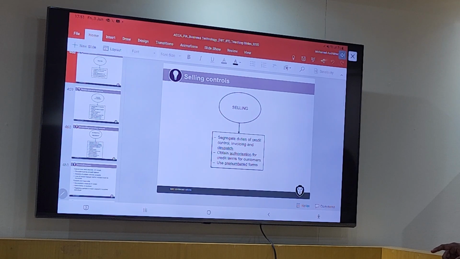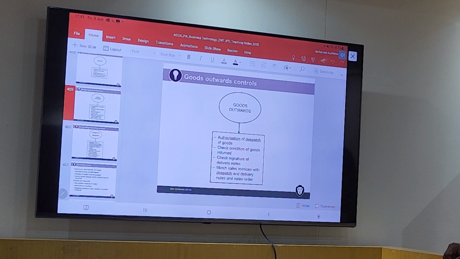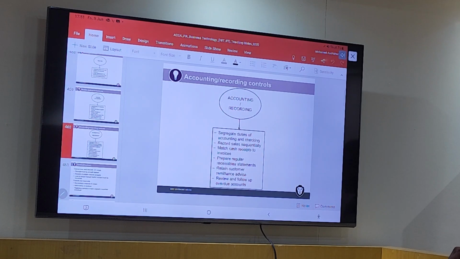Use pre-numbered forms. Goods outwards, when you dispatch the goods: authorization of dispatch of goods, check condition of goods returned, check signature of delivery notes, match sales invoices with dispatch and delivery notes.